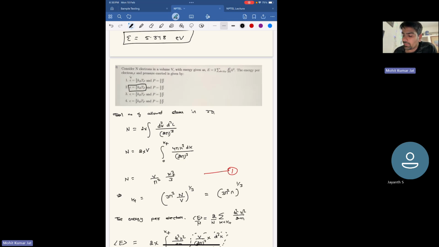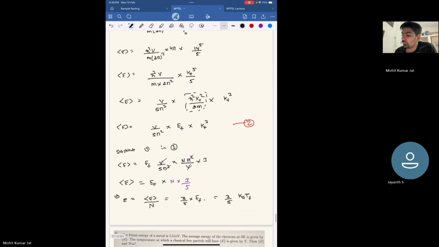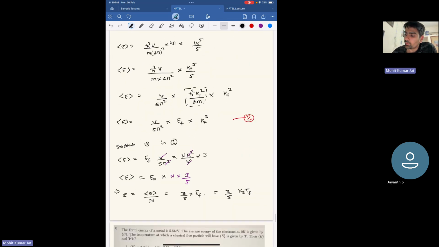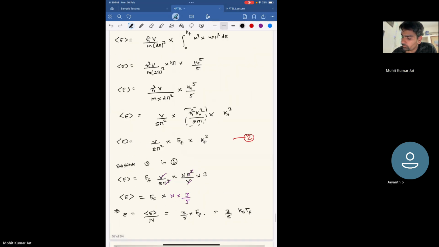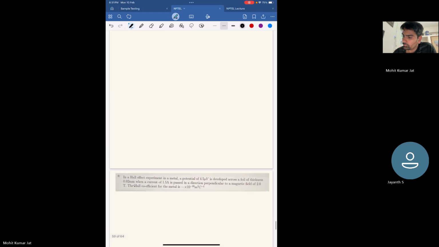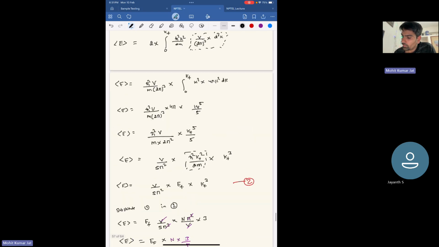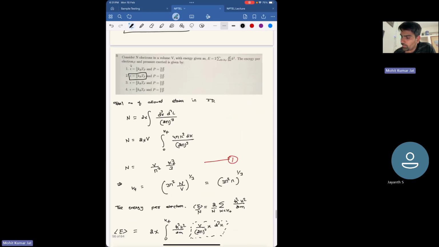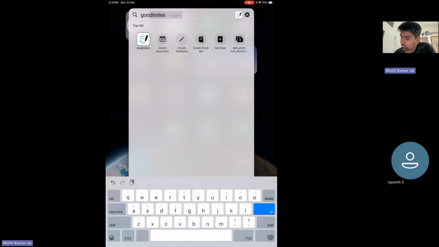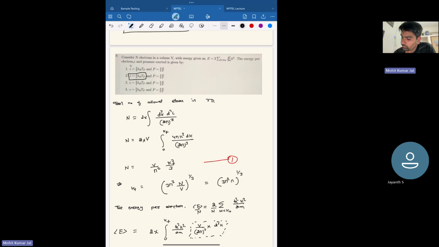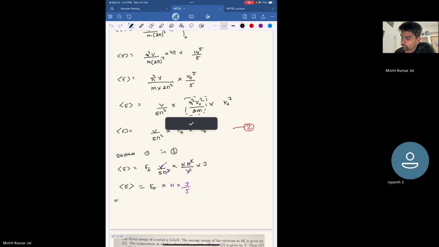Now let's look at the pressure exerted, the degeneracy pressure. So let's just calculate the degeneracy pressure. Somehow the page is not getting added. Just close the notes and open it again.